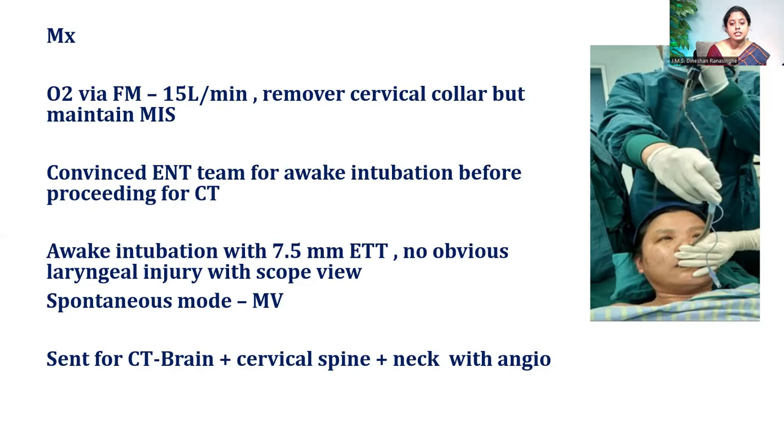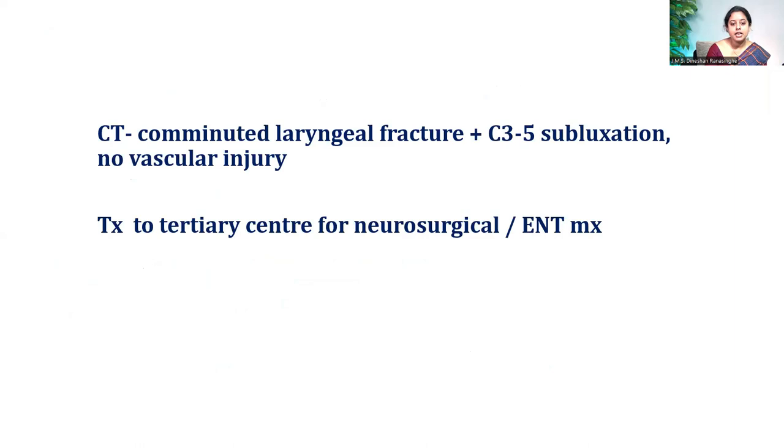But even with the FOIL, the fiber optic laryngoscopy, they didn't see any obvious laryngeal injury. And the patient was connected to the ventilator in spontaneous mode and then sent for the CT scan. So CT showed comminuted laryngeal fracture and C3, C5 subluxation, but no evidence of vascular injuries. So this patient was sent to the tertiary center for neurosurgical and ENT management.